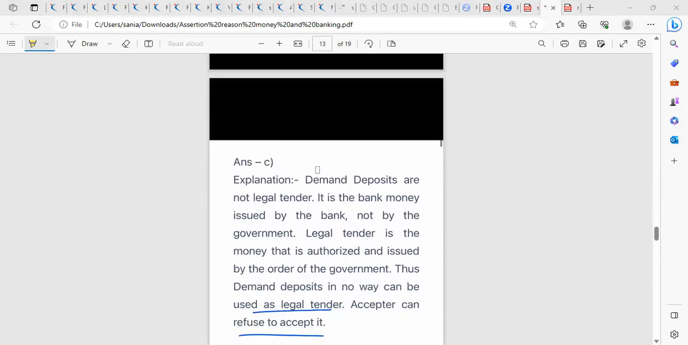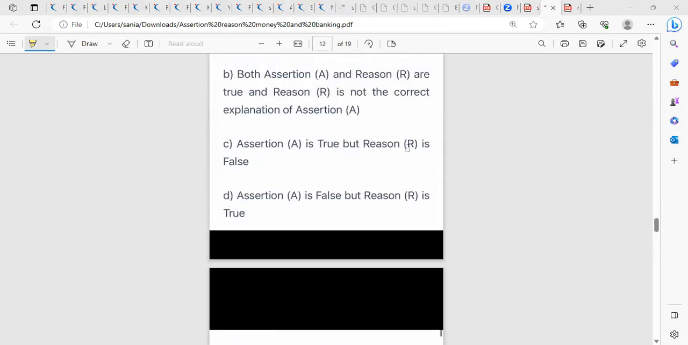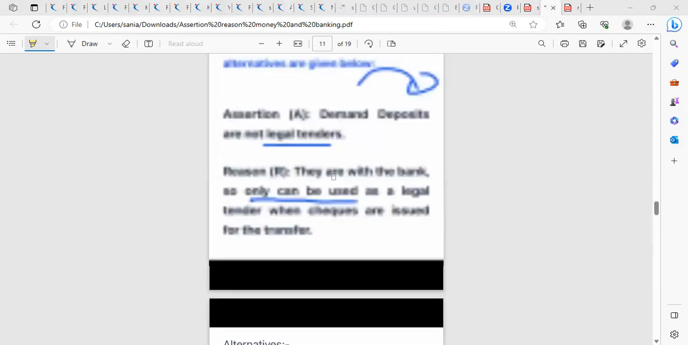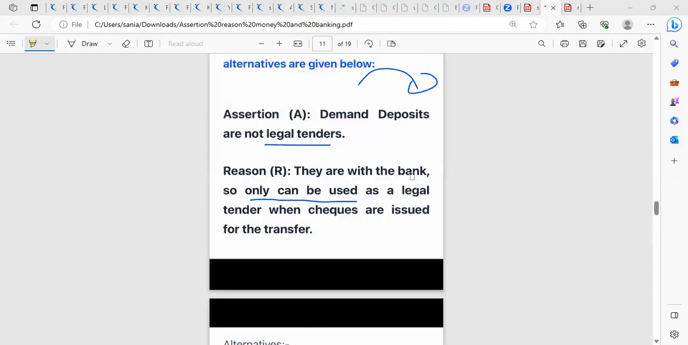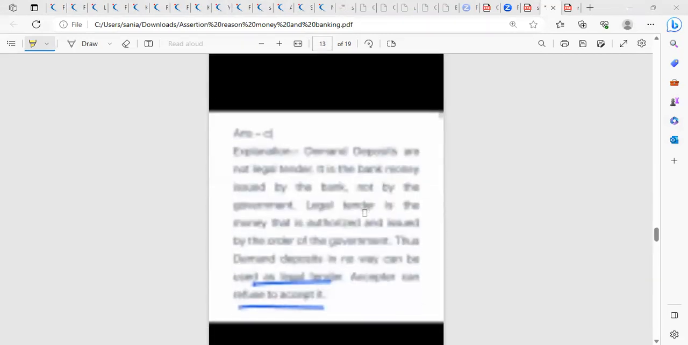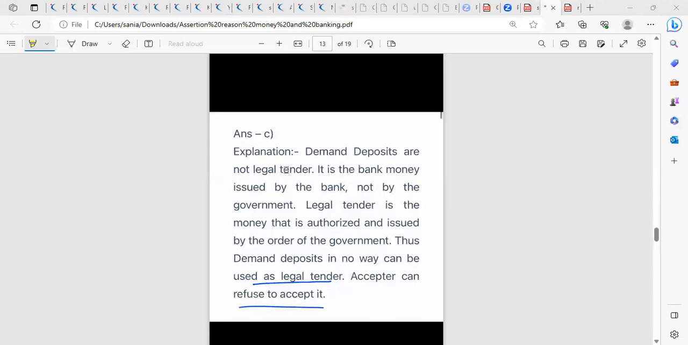C means this: assertion is true, but reason is false. Why? Over here, read this again. They are with the bank. Demand deposits of the bank can only be used as legal tender when checks are issued for the transfer. So listen to it very carefully. See, demand deposits are not legal tender. Very, very important.